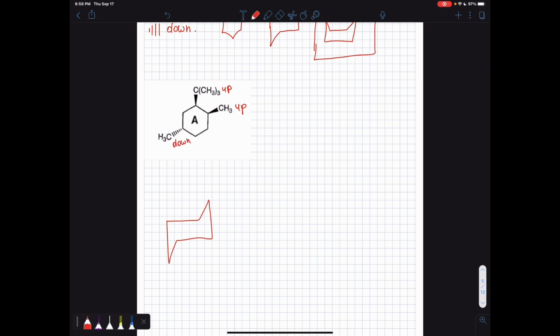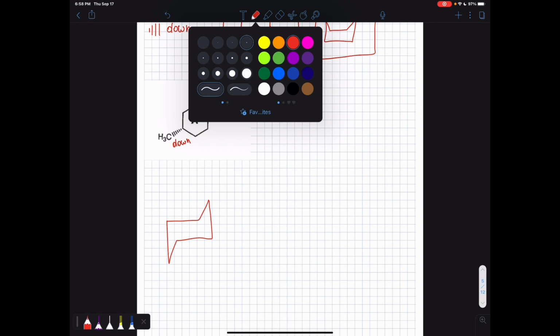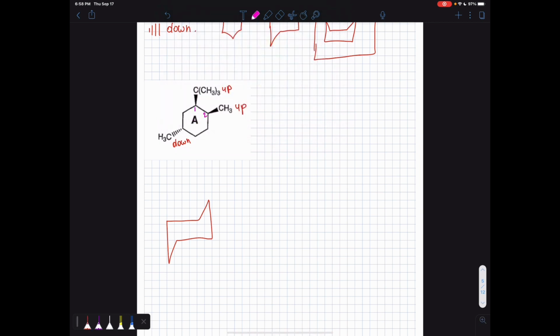How I like to solve it is by numbering them. So make sure you number everything. So 1, 2, 3, 4, 5, and then 6. In this problem, it doesn't matter how you start numbering because we're not dealing with nomenclature. We're just trying to keep track of where everything goes. So knowing that, we're gonna have number 1, 2, 3, 4, 5, and then 6. So the tert-butyl is pointing up, and so we're gonna point it up here. So that's the tert-butyl.